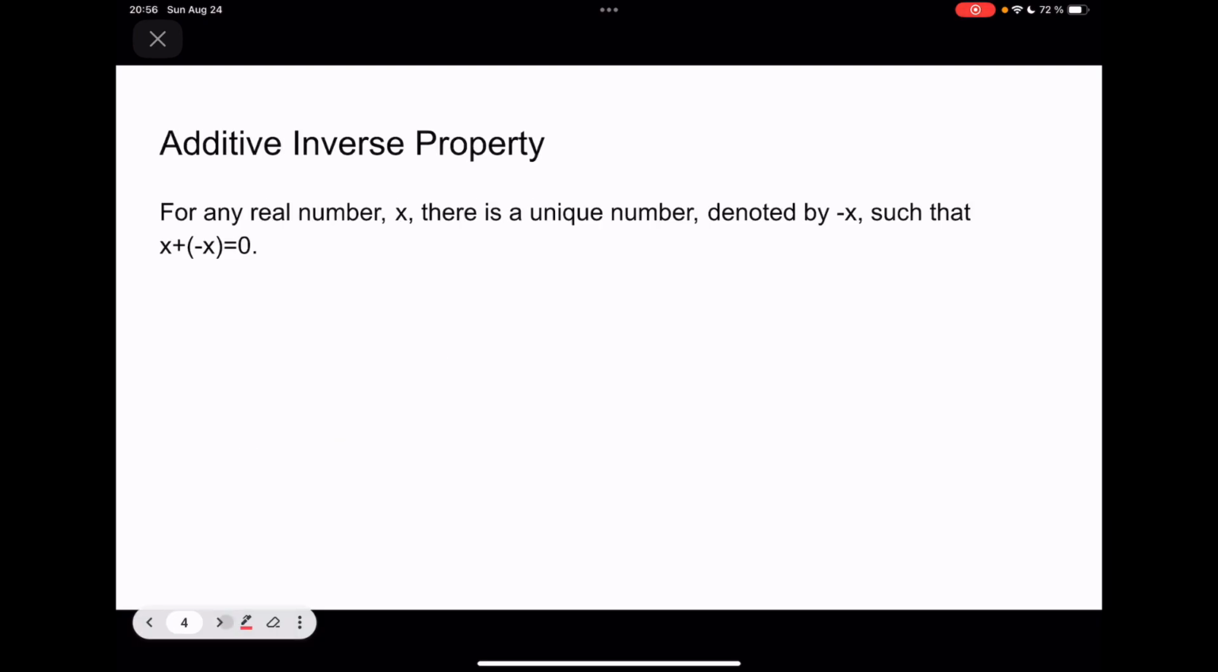This property, the additive inverse property, states that for any real number x, there's a unique number denoted by negative x, such that x plus negative x equals 0. So if x in this case is 6, that means negative x would be negative 6. So x plus negative 6.